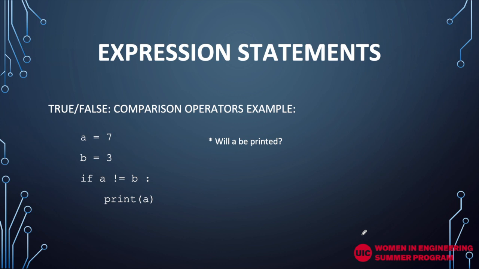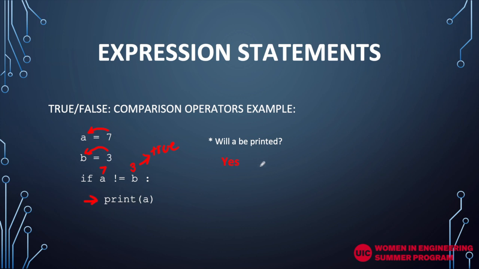All right, so let's go through this example now. 7 is being stored into A, 3 is being stored into B. So this is saying if A is not equal to B, then print A. A is currently 7, B is currently 3, and 7 is not equal to 3, so this is a true statement. Since this is true, it will go to this print statement and actually run it. So will A be printed? Yes.